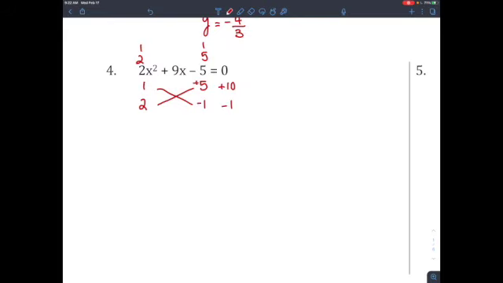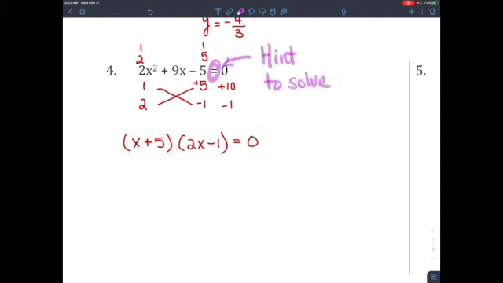So then your factor is again sideways. It's going to be x plus 5 and 2x minus 1 equals 0. Then you have to solve it, because the time we had to solve it is when you see the equal sign. If you do not see the equal sign, hint: you don't have to solve it. If you don't have the equal sign, you don't have to solve it.